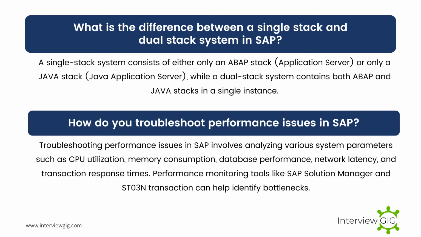How do you troubleshoot performance issues in SAP? Troubleshooting performance issues in SAP involves analyzing various system parameters such as CPU utilization, memory consumption, database performance, network latency, and transaction response times. Performance monitoring tools like SAP Solution Manager and ST03N Transaction can help identify bottlenecks.